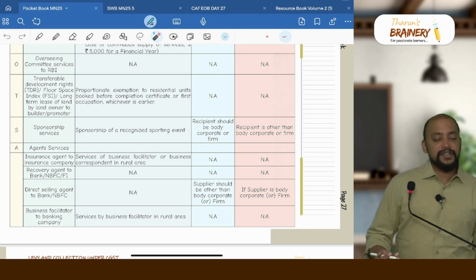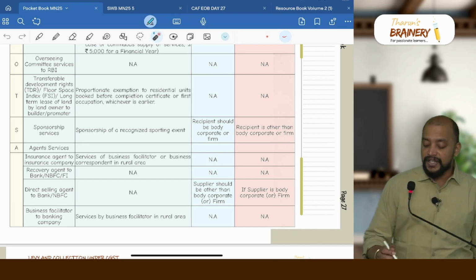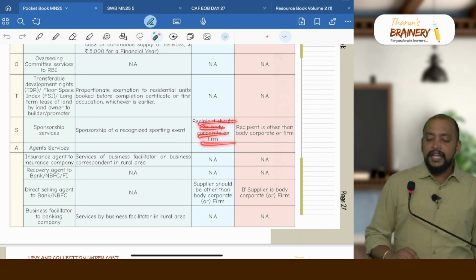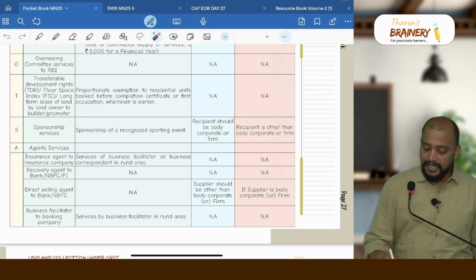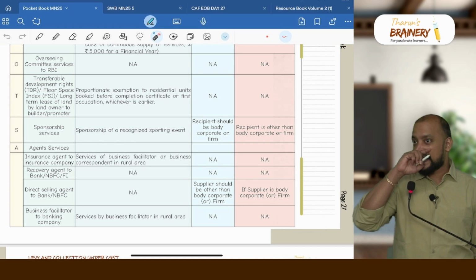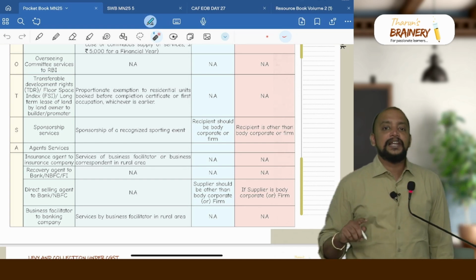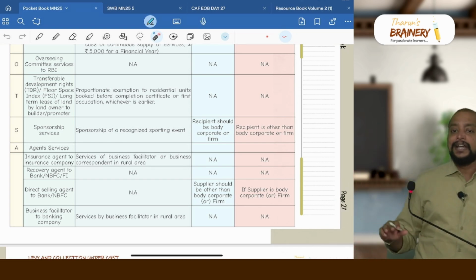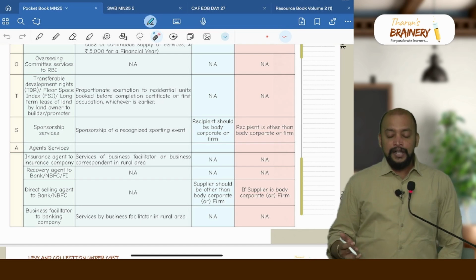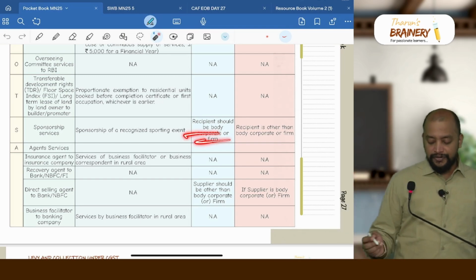And any other sponsorship will be taxable, and in case of sponsorship, if the recipient is body, corporate or firm, it will be covered under RCM. If the recipient is other than body, corporate or firm, it will be FCM. And for the purpose of GST, LLP should not be brought under body, corporate. LLP will be treated as firm. So therefore, anyhow here body, corporate or firm is given.